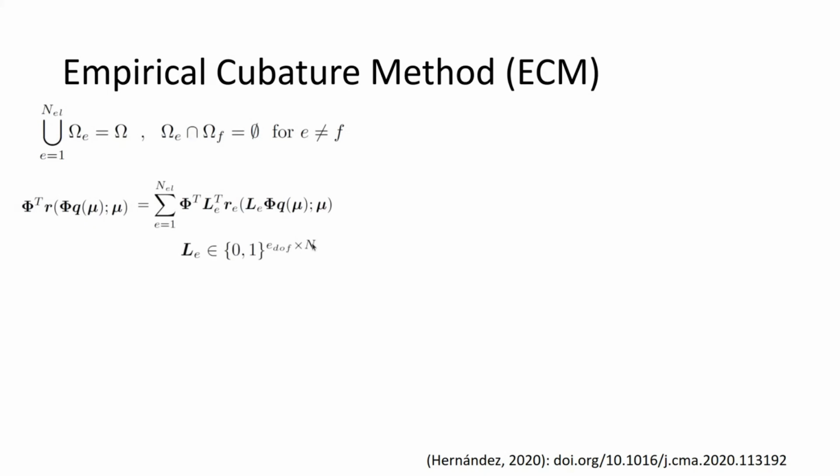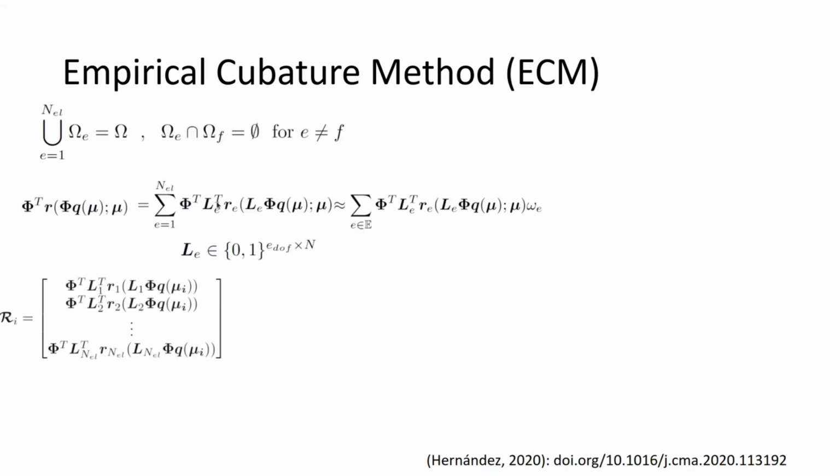We need to do a loop over the elements and then add the contributions. What we want to do is not visit every element. What we want to do is only visit elements in a subset and multiply by some weights. So that's what we need: this set of elements and the weights. And the way we do it is, let me collect all of these terms for element 1 up until element number of elements, and also for all of the parameters. In this case, there are m parameters.